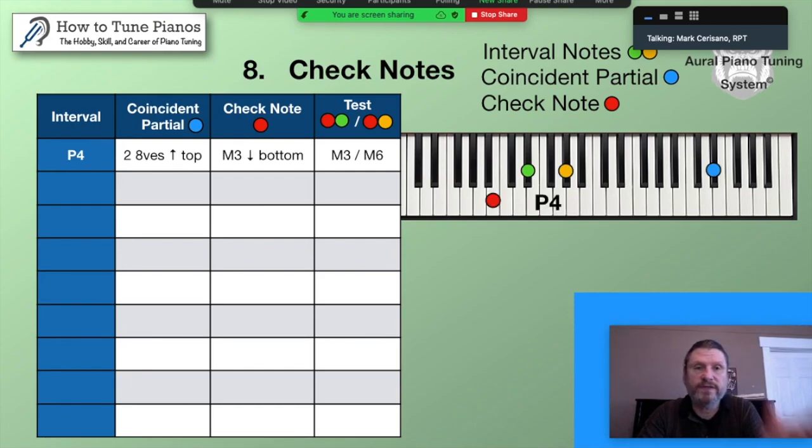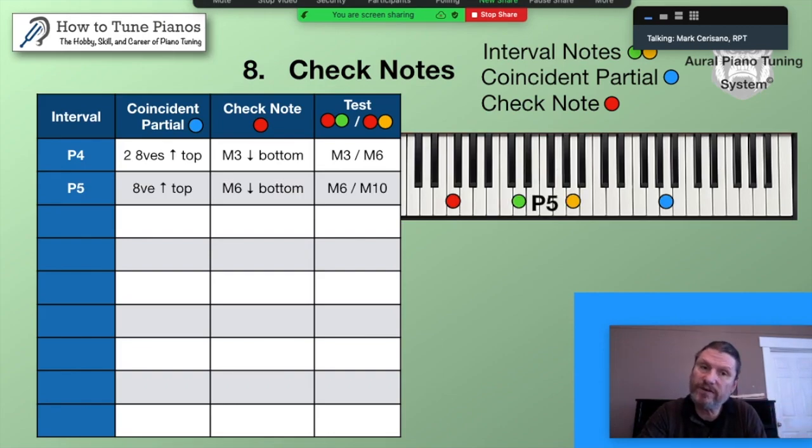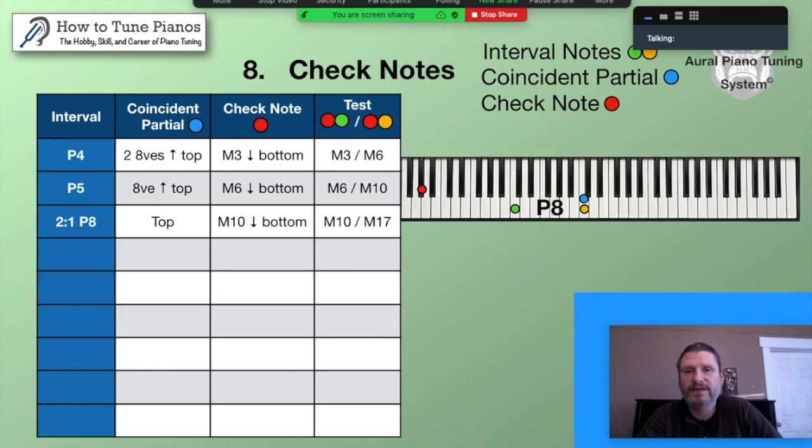As we just showed, the perfect fourth, the coincident partial is 2 octaves above the top, and the check note is a major third below, and that's the test, major third, major sixth. The fifth, you go down a major sixth. For the octave, we have 4 different ones that we talk about. These next 4 different octaves are all going to be using the C octave. So in this case, the 2-1 octave, the coincident partial is the top note, and we go down a major 10th, which is an octave and a major third below the bottom note.